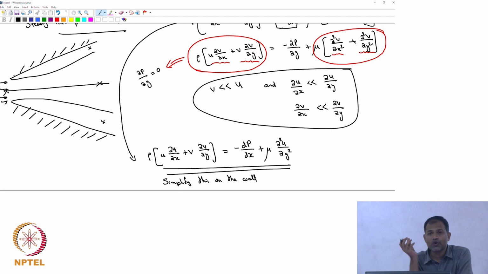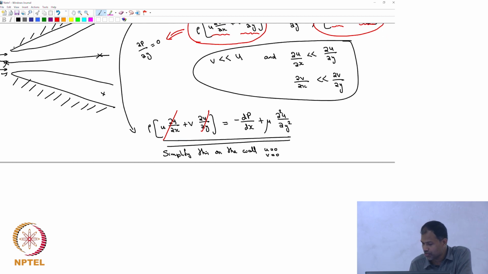So what is u on the wall? 0. What is v on the wall? 0. Okay, so u is 0, v is 0, and therefore if I look at my x momentum equation, these terms go away on the surface of the wall, and therefore I have mu d square u by dy square is equal to dp by dx on the surface. Okay, all of you agree?